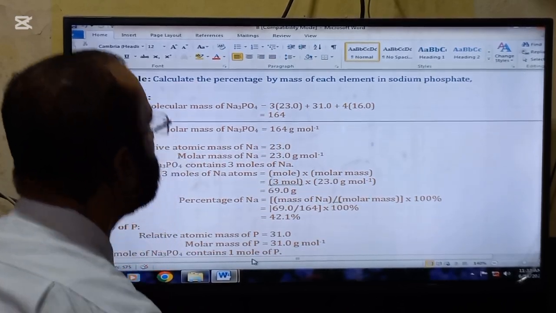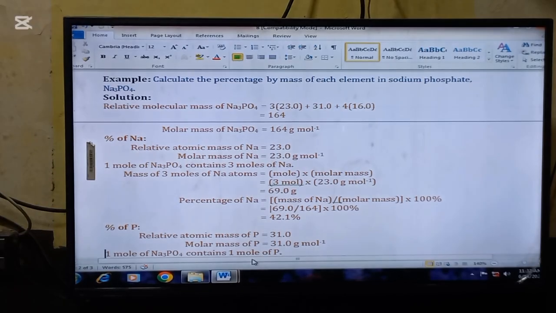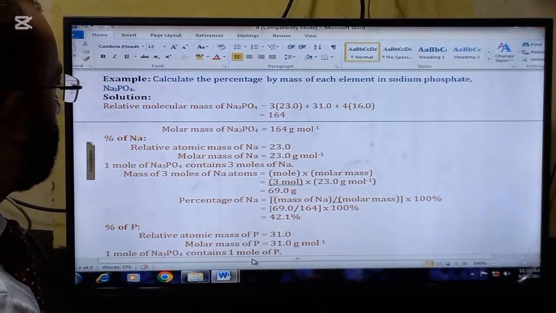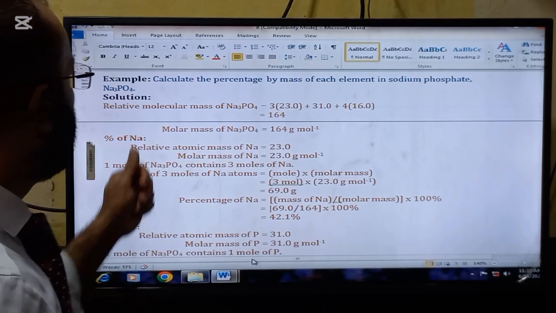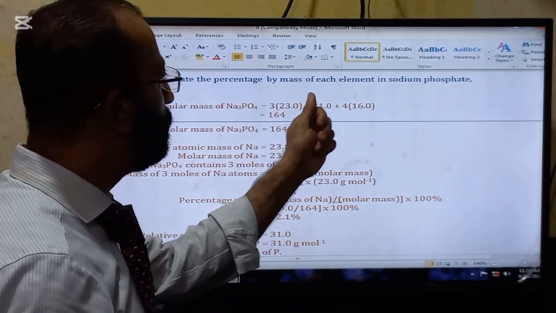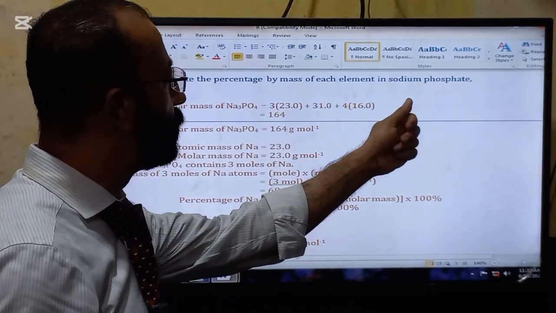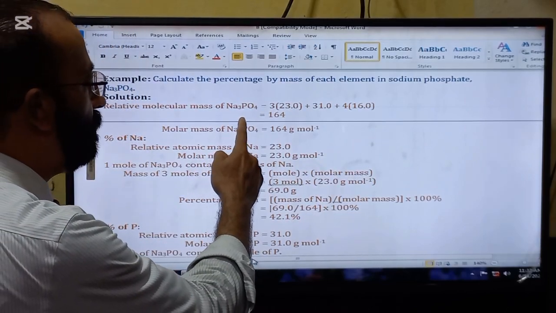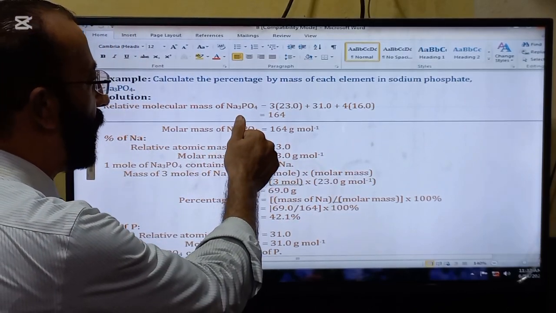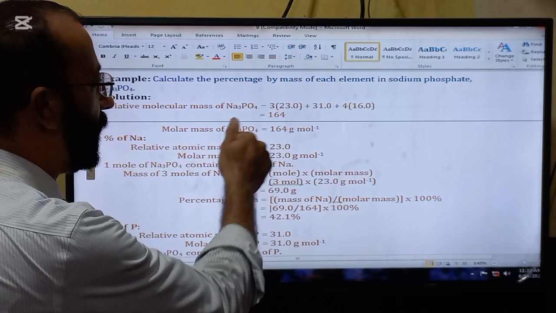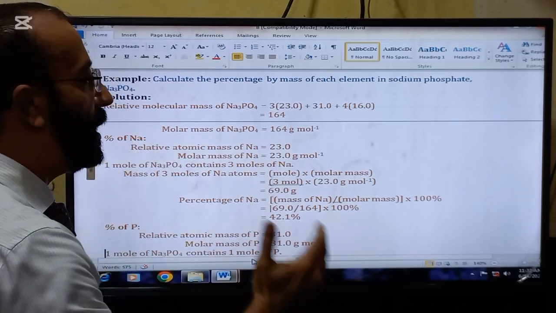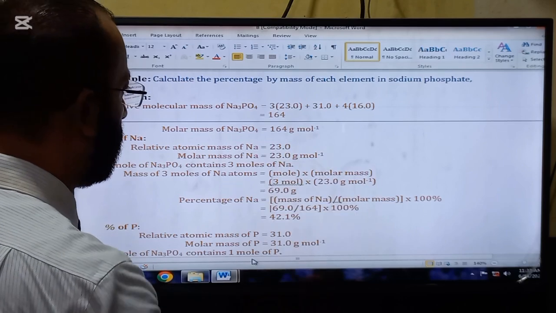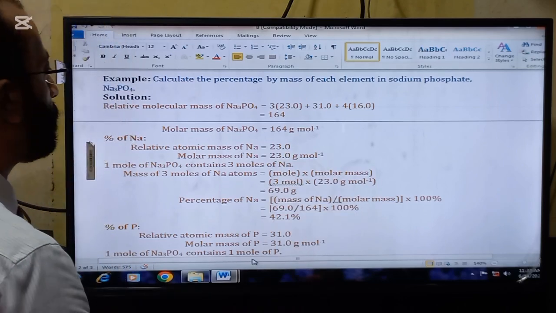Okay, here is another question that is somewhat longer, but the steps will be the same. Calculate the percentage by mass of each element in sodium phosphate. Sodium phosphate formula is Na3PO4. So it means there are now 3 elements in the compound, so we are going to find the percentage mass of 3 elements.